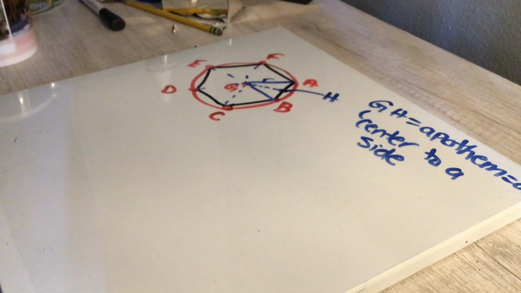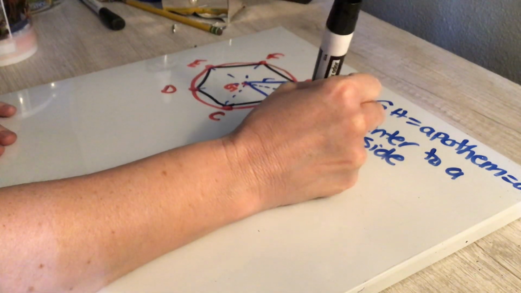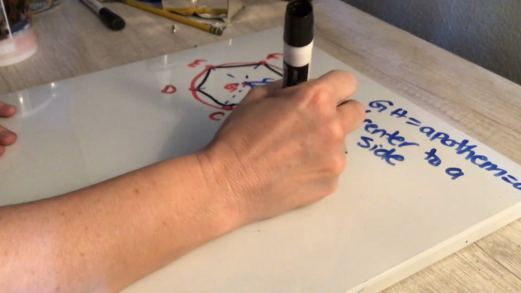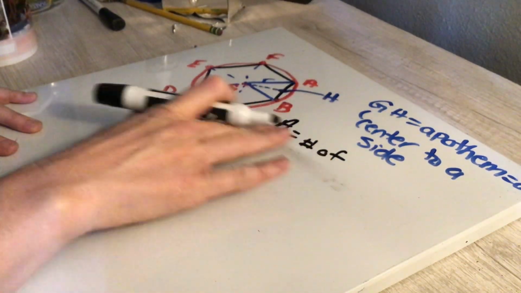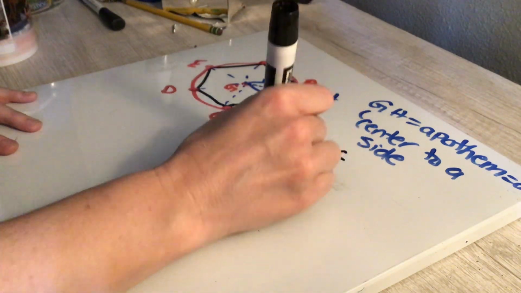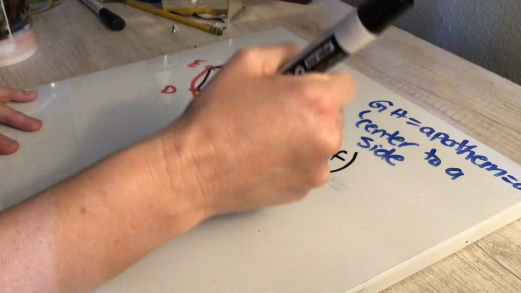Okay, so we can do that for any regular n-sided polygon. Okay, so then to find the area of it, we know that the area is going to be the number of triangles, okay, times the area. These are all congruent, so times the area of 1.